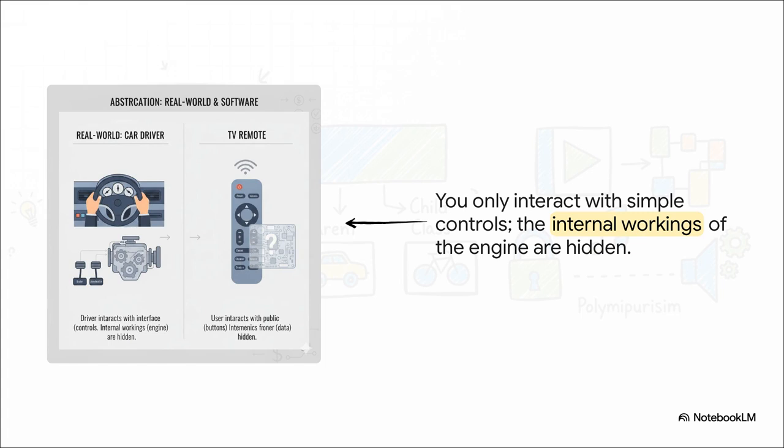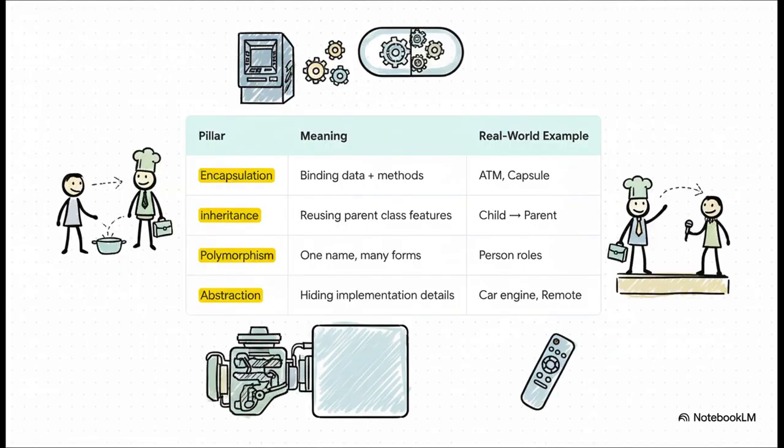You don't need to be a mechanic to drive a car, right? The insane complexity of the engine is abstracted away, leaving you with just a simple steering wheel and a couple of pedals. Same thing with a TV remote. You press the power button, the TV turns on. You don't need to know anything about infrared signals or circuitry. That's abstraction in action. So let's just pull it all together one last time.